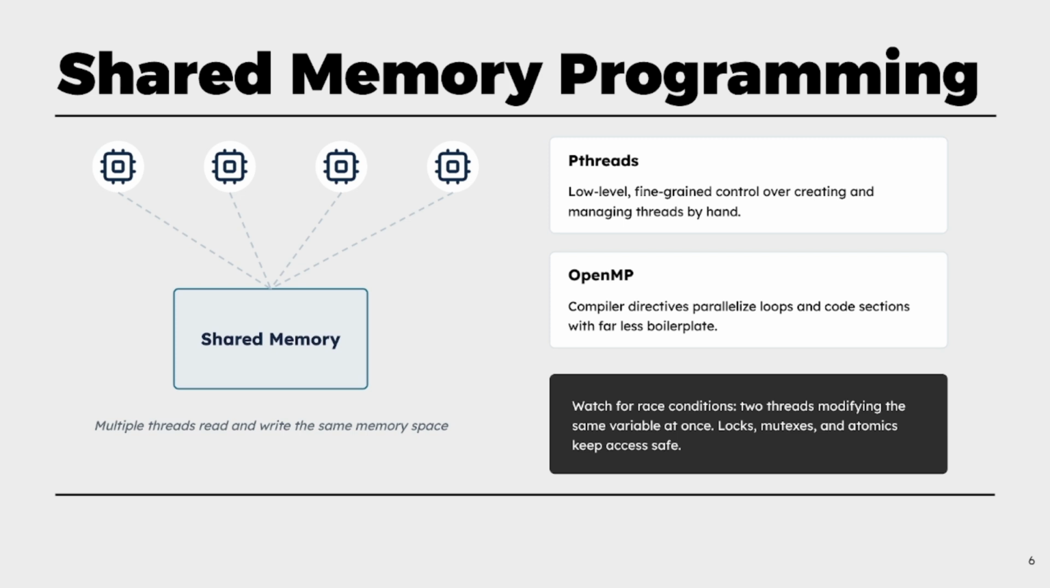Situations where two threads modify the same variable at the same time and get an inconsistent result. That's why synchronization tools like locks, mutexes, and atomic operations are such a central part of this model. It's powerful and relatively easy to get started with, but it only scales as far as a single machine's memory and core count will take you.